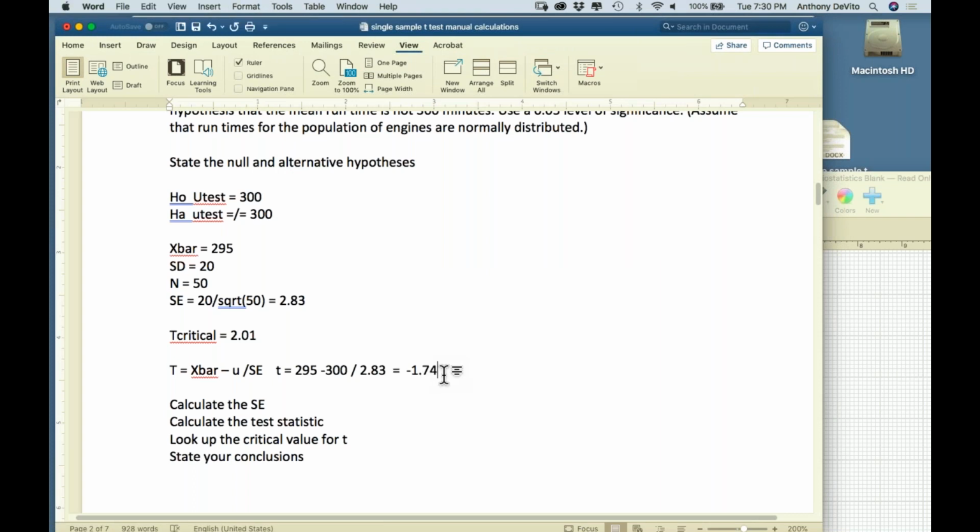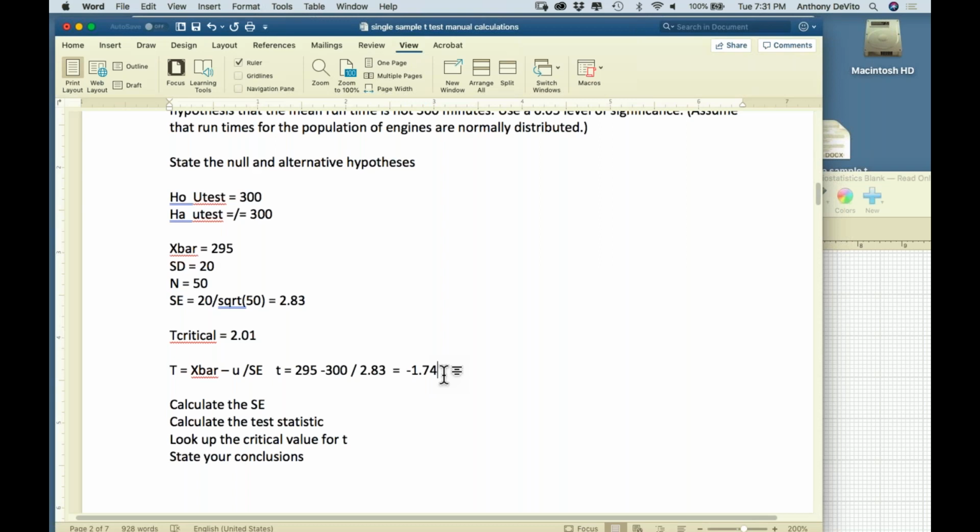Sign just tells us whether it's below or above the mean, right? Still got it wrong. What was it? What was the number? I'm sorry. 1.74. Is that what I wrote? Yeah, okay, good. All right. So 1.74. What was our critical value of t? How far apart did they have to be? They had to be 2.01 standard deviations apart, 2.01 t-scores apart. How much are they? 1.74. Are they far enough apart for us to reject the null hypothesis? No. So we fail to reject the null hypothesis.